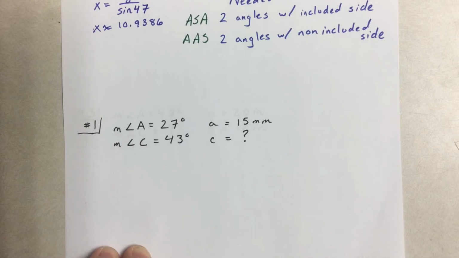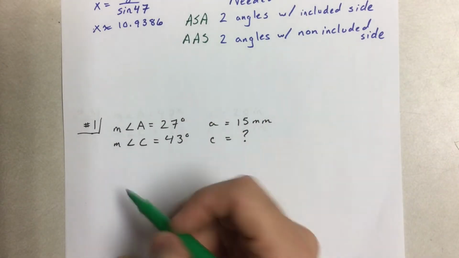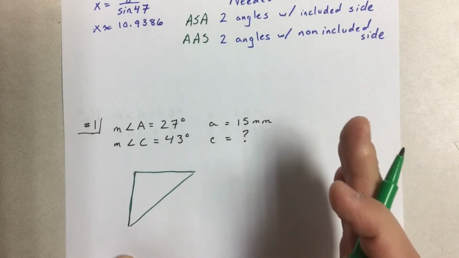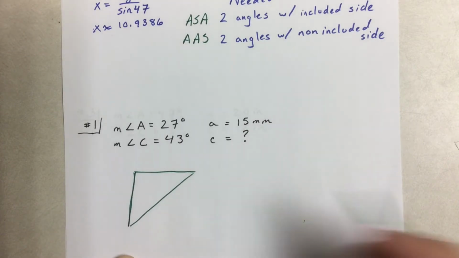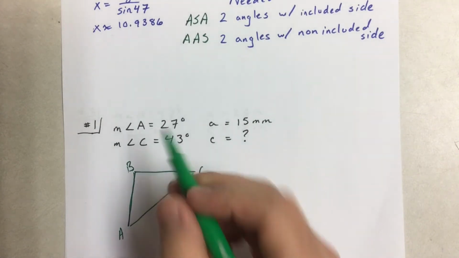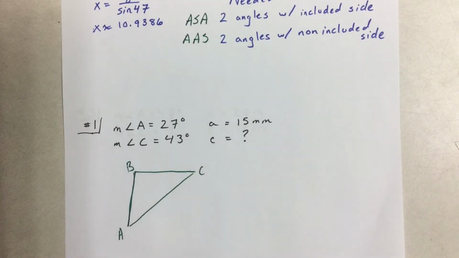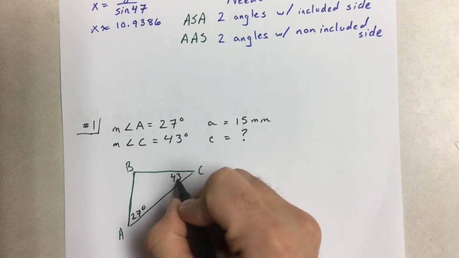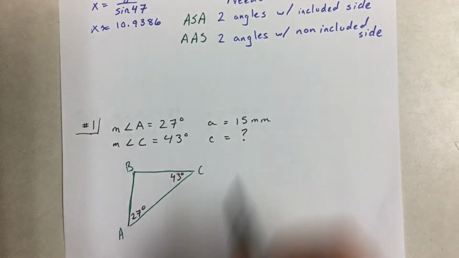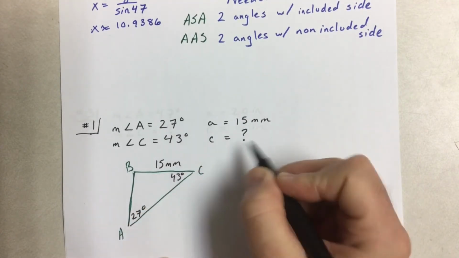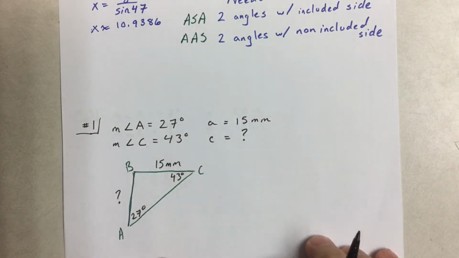The first tip is, given what we have here, draw yourself a triangle. And most often, I'm not going to do this to scale. I'm just going to draw a triangle, label my vertices, and go from there. So we have angle A is 27 degrees. Angle C is 43 degrees. Length A, now what we have to remember is that the lengths are opposite of the angles. So length A is 15 millimeters, and we desire to know length C. Okay, so tip 1, draw a triangle.